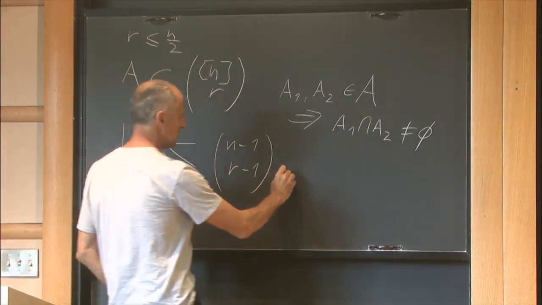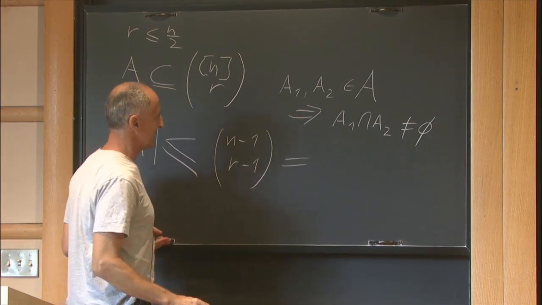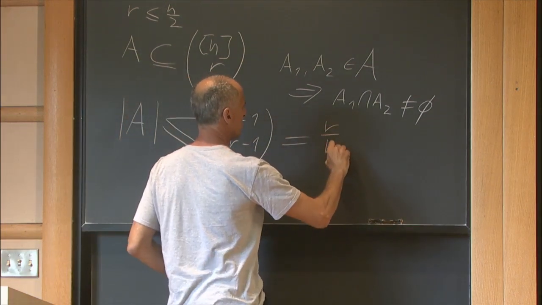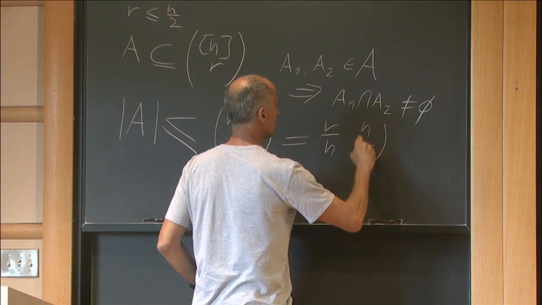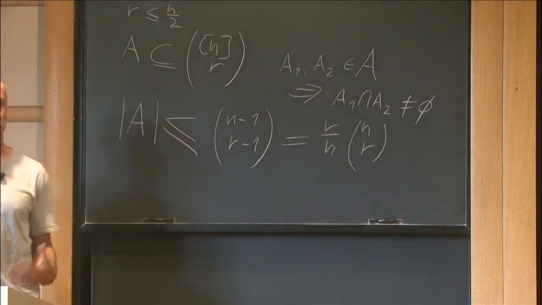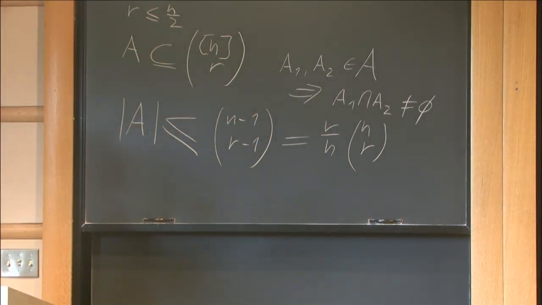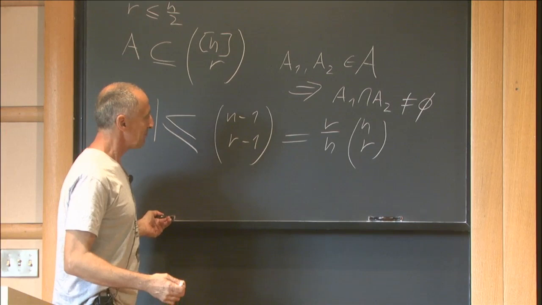And we shall note that this is an R over n proportion of all sets, which makes sense, because if you choose an R set at random, what's the probability it contains 1? Well, it contains R elements out of the n, so you have probability R over n of containing 1.